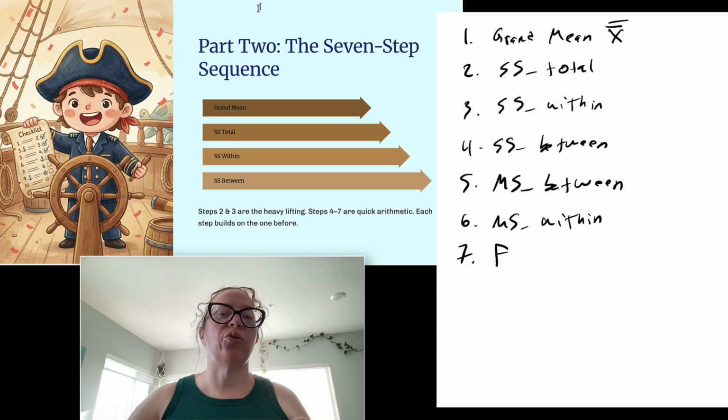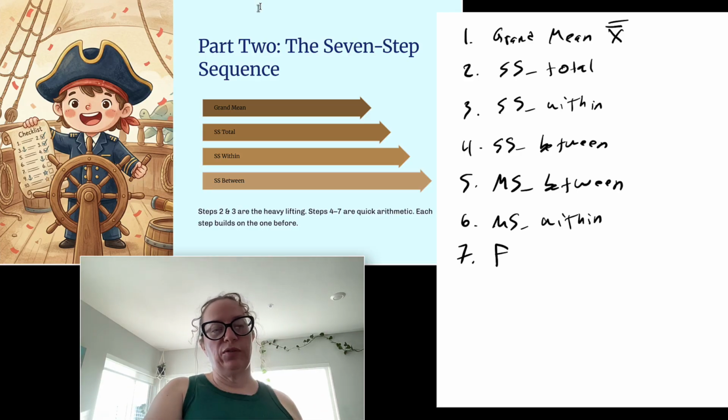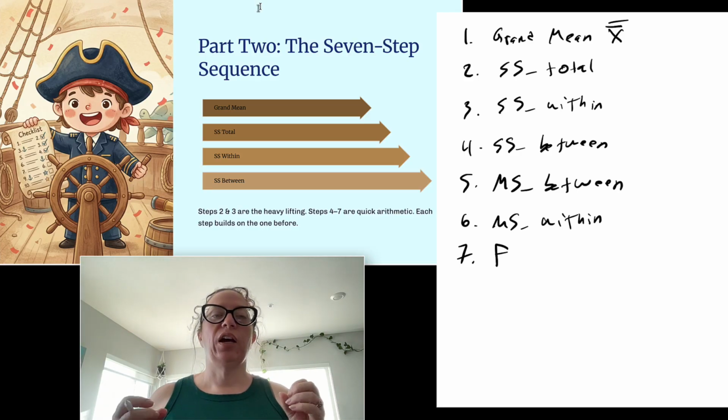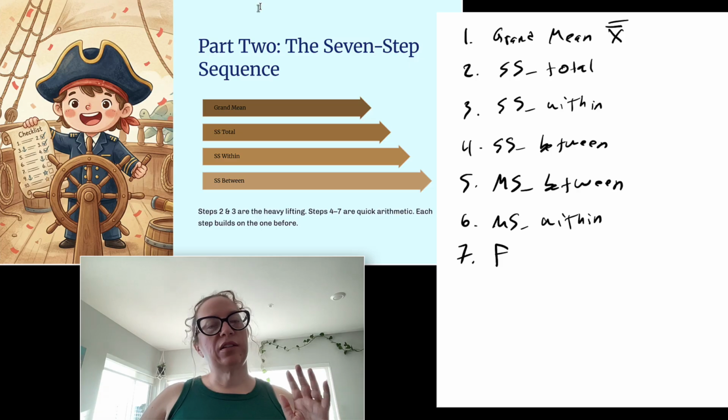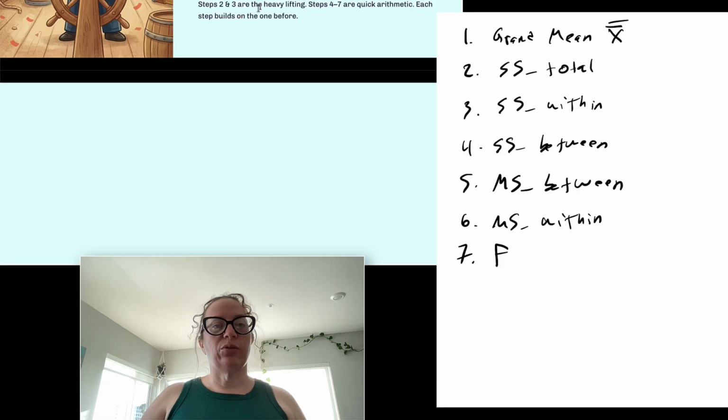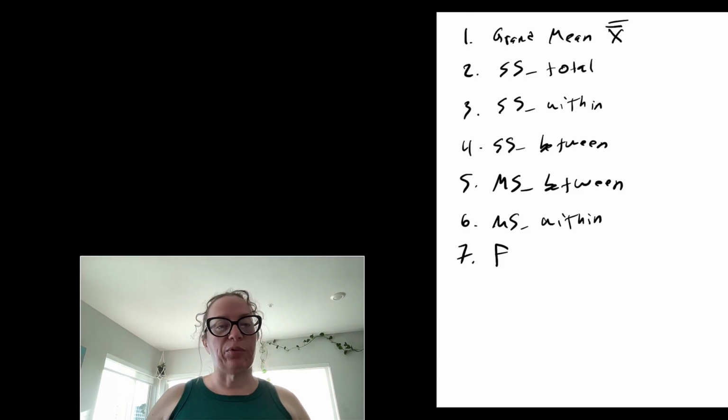Steps 2 and 3 are where most of the work is. Once you have those, steps 4 through 7 are just quick arithmetic. Every formula builds on the previous one. That's what makes it manageable. I know it looks scary, but it's not. Just stick with me. We'll get through it, okay? That's why I picked an easy example for us to start.